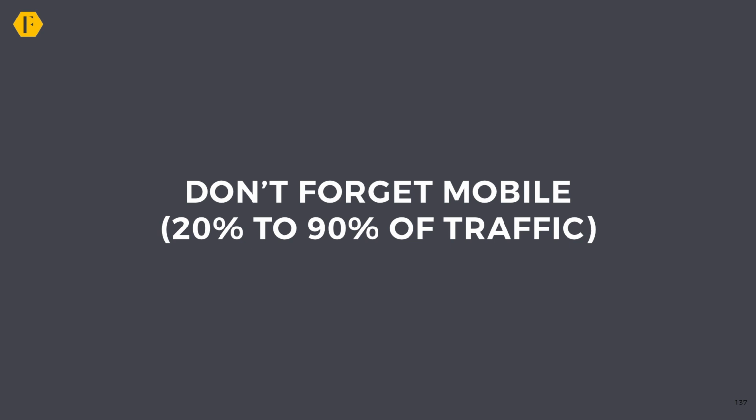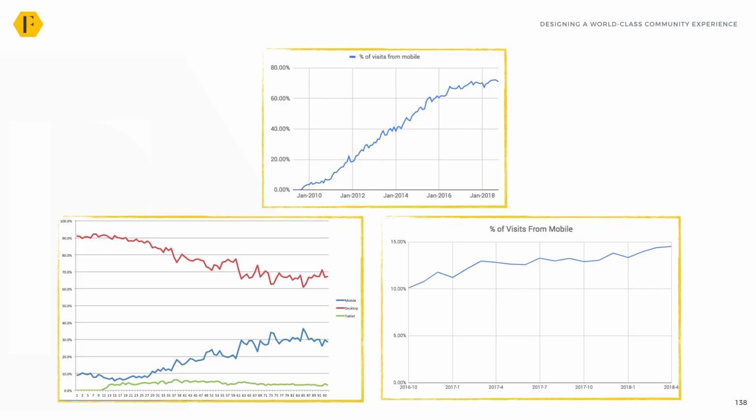Mobile. Mobile in many communities either gets too much attention or too little. And this depends very much on how much traffic you're getting from mobile in the first place. With our clients, it's ranged between 20 to 90% of traffic. And it's also interesting how much it's kind of leveled off over the past couple of years or so.